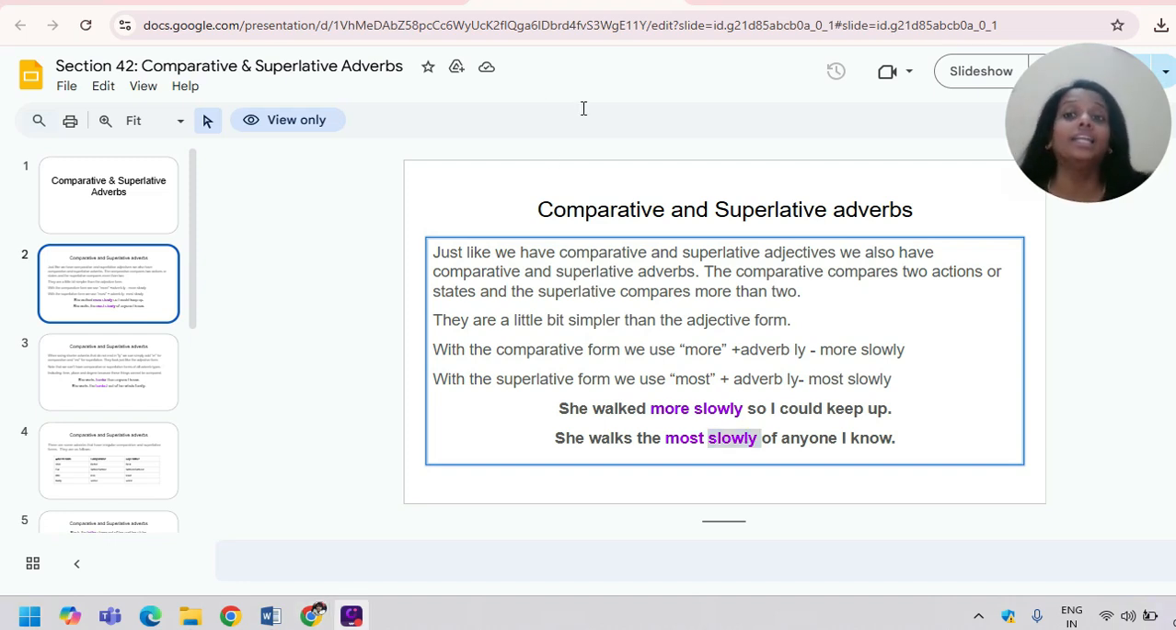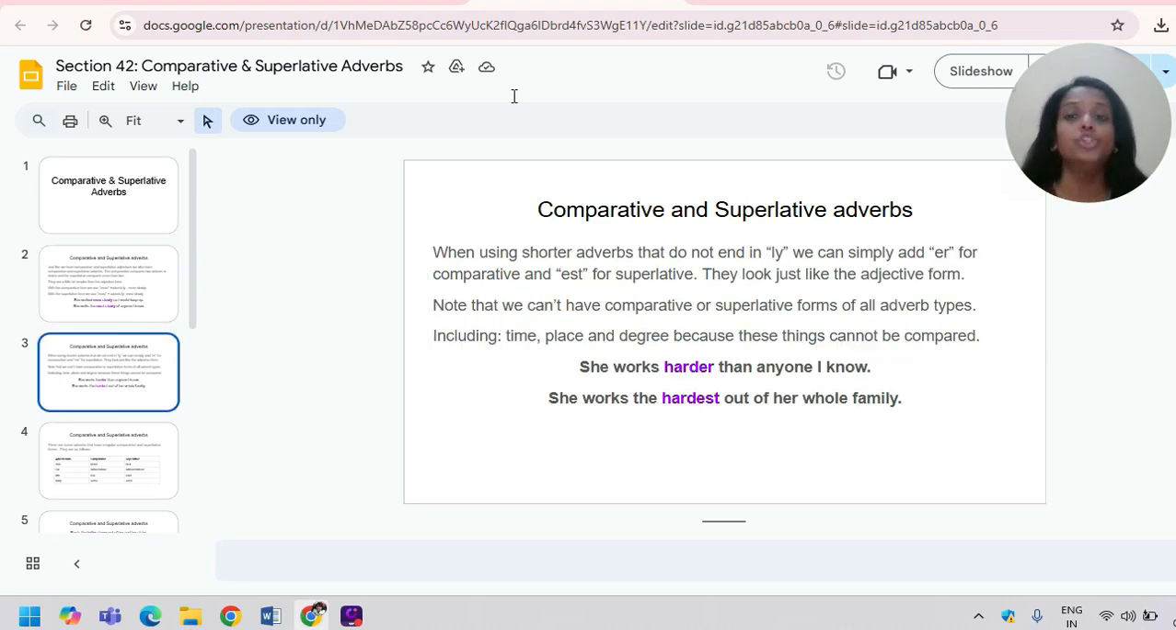In order to highlight the differences in how actions are performed, we are using the comparative and superlative adverbs. Maybe someone speaks more clearly than others or dances the most gracefully. So these subtle differences help the listeners to understand the degree or intensity of the actions. That's the reason behind the usage of these comparative and superlative adverbs.